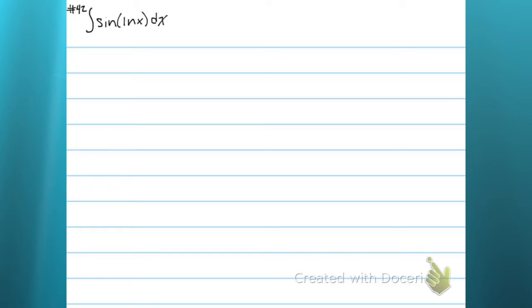We're trying to integrate the sine of the natural log of x. First we need to make a substitution. We're making a dub sub. We're making dub be the natural log of x.